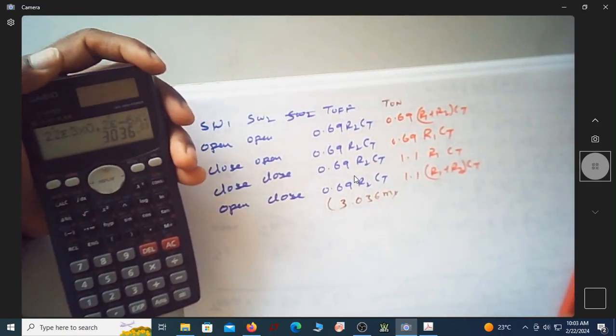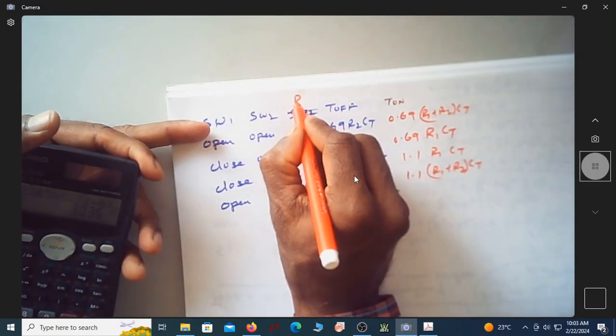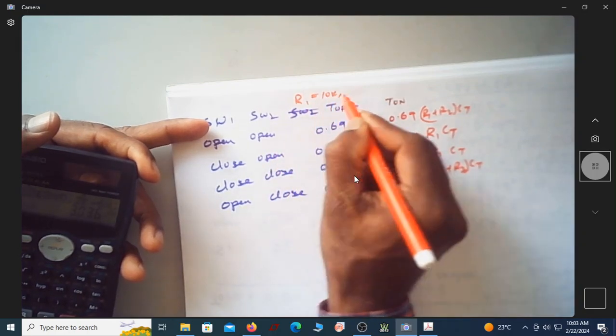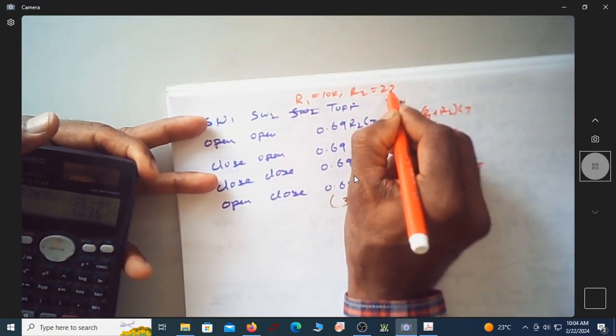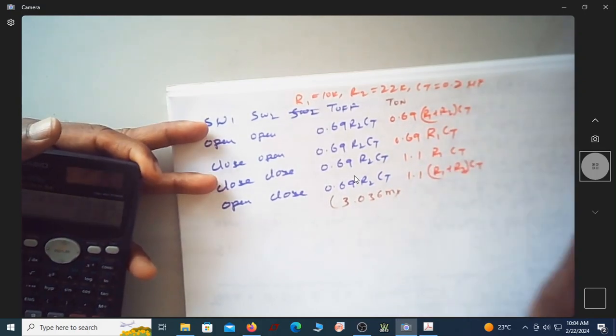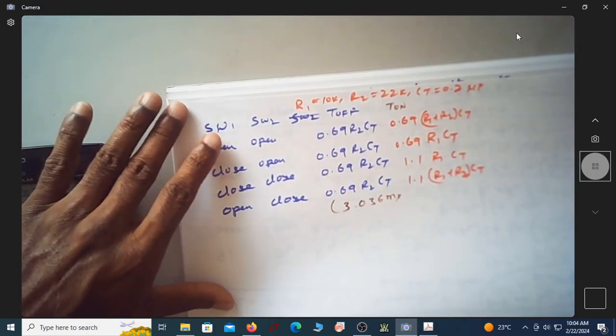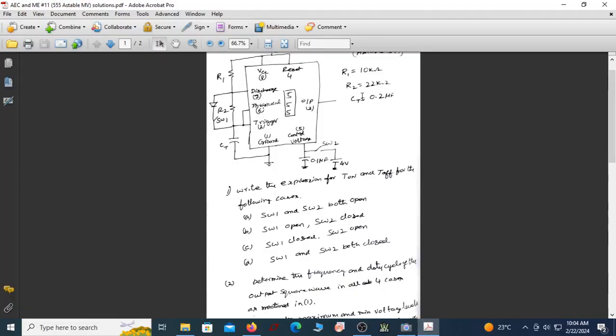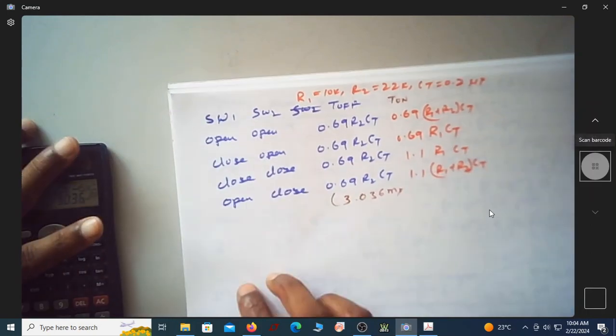Okay, let us find how much R1 is. I think R1 is 10K, R2 is 22K, CT is 0.2 microfarad. If I am not wrong, it is 10K, 22K, and so on. Let me find this now.